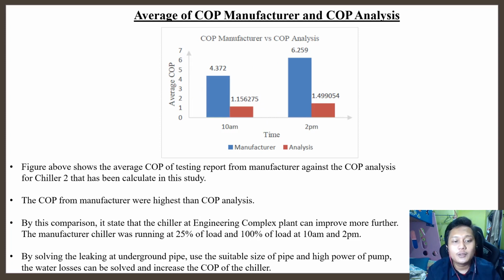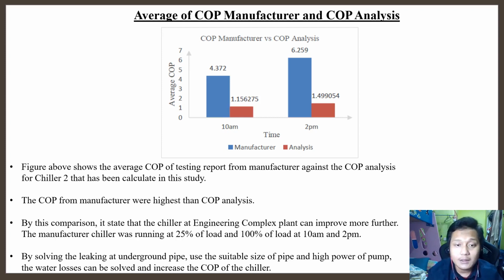The figure above shows the average COP from the manufacturer's testing report against the COP analysis for chiller 2 that has been calculated in this study. The COP from the manufacturer was higher than the COP analysis. By this comparison, it shows that the chiller at the engineering complex plant can be improved further. The manufacturer chiller was running at 25% of load during the morning and had full load at 2 p.m.